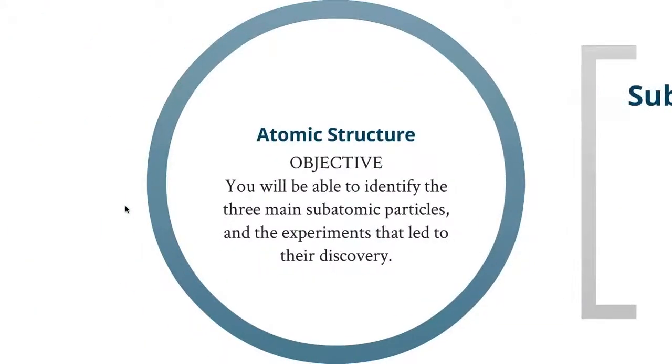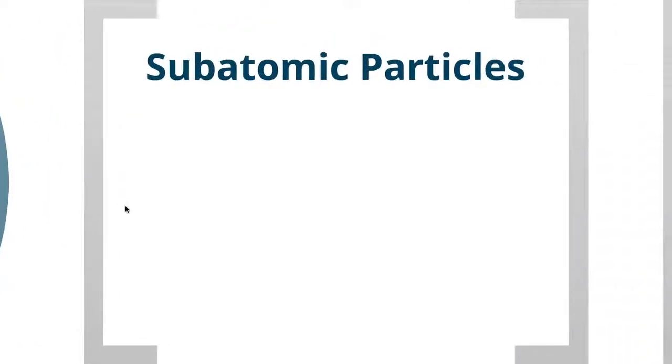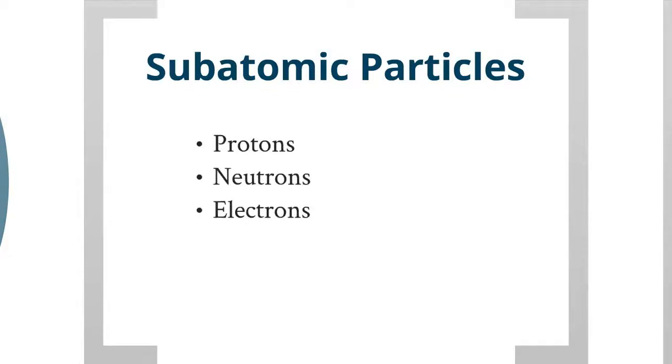You will be able to identify the three main subatomic particles and the experiments that led to their discovery. There are three important subatomic particles that I'm going to discuss: protons, neutrons, and electrons. You see, it was once thought that atoms were indivisible, that they couldn't be divided into anything smaller. However, they can be divided into these smaller subatomic particles.